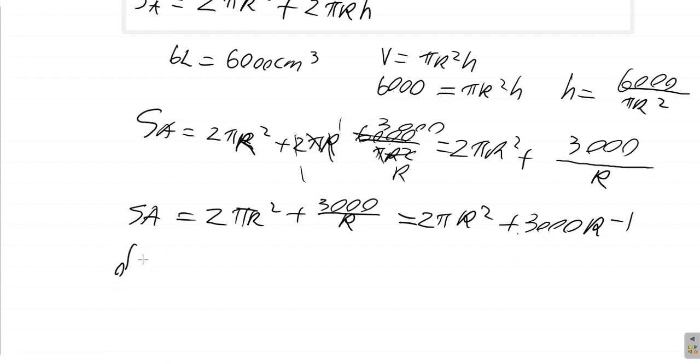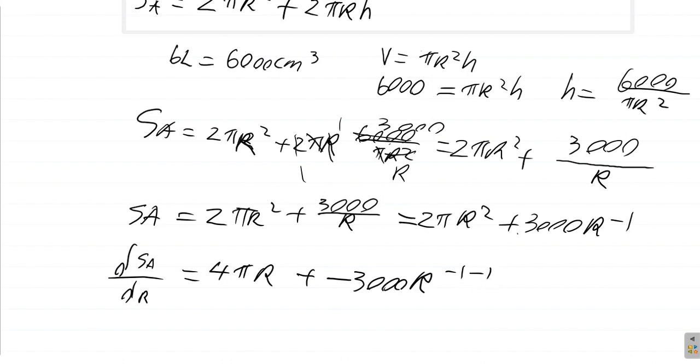So, d surface area by dr is equal to 2 times 2, which is 4 pi r, because it's 2 minus 1, which is 1, r to the 1 is r. Plus negative 1 times 3,000. So it's negative 3,000 r to the negative 1 minus 1, which means r to the negative 2. Right? So you see that?